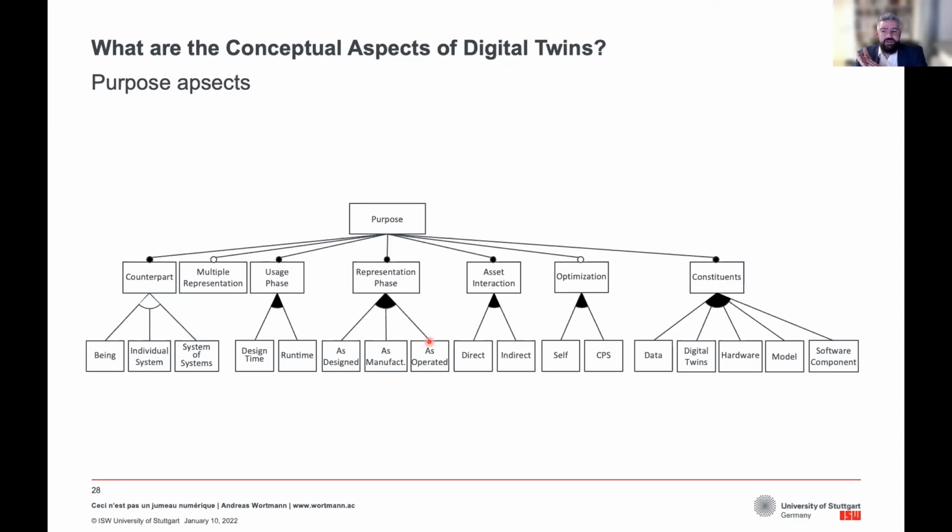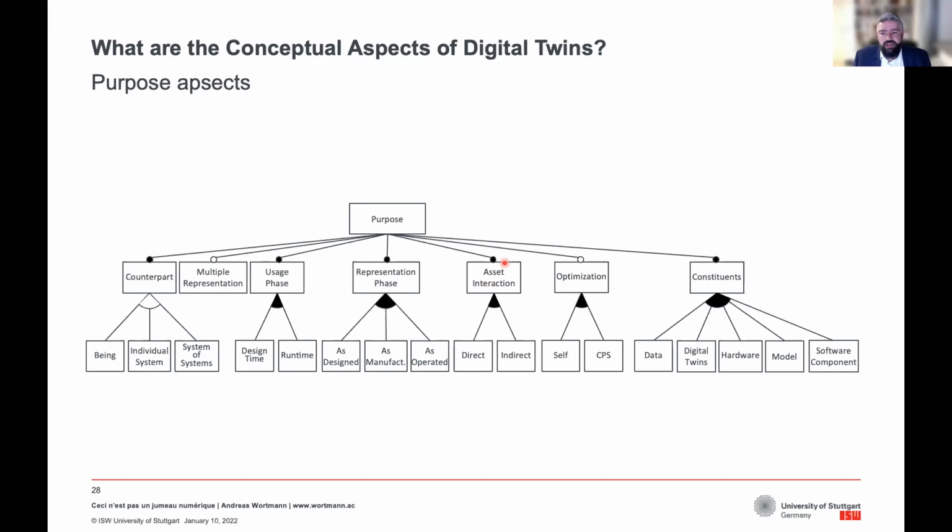And even later in the life cycle, the system will deviate more and more from the original initial as-designed model, because you have wear and tear, you have a usage history, you might have updates and stuff. And suddenly you might end up with a digital twin that you want to use at design time, but you focus on the phase as operated. So at design time, you want to focus on the specific system and how it operates in the future.